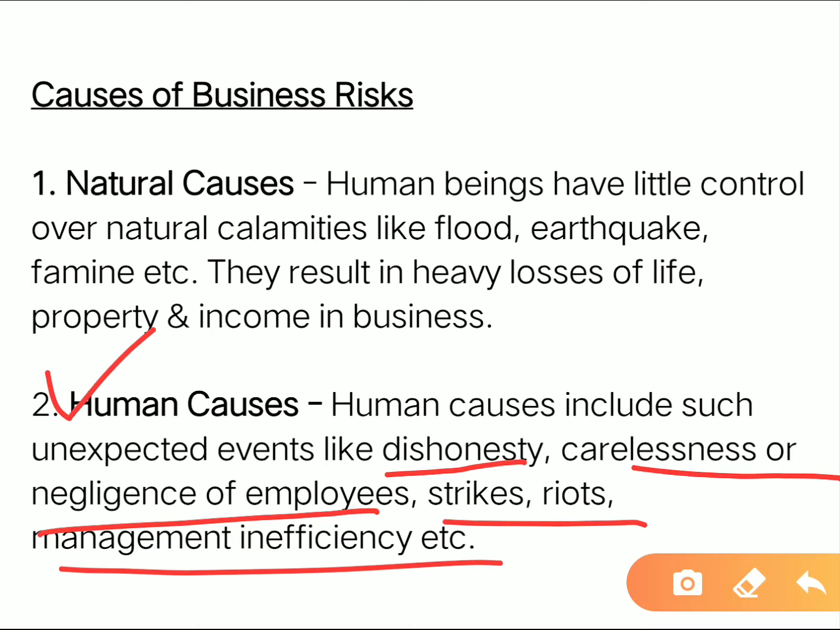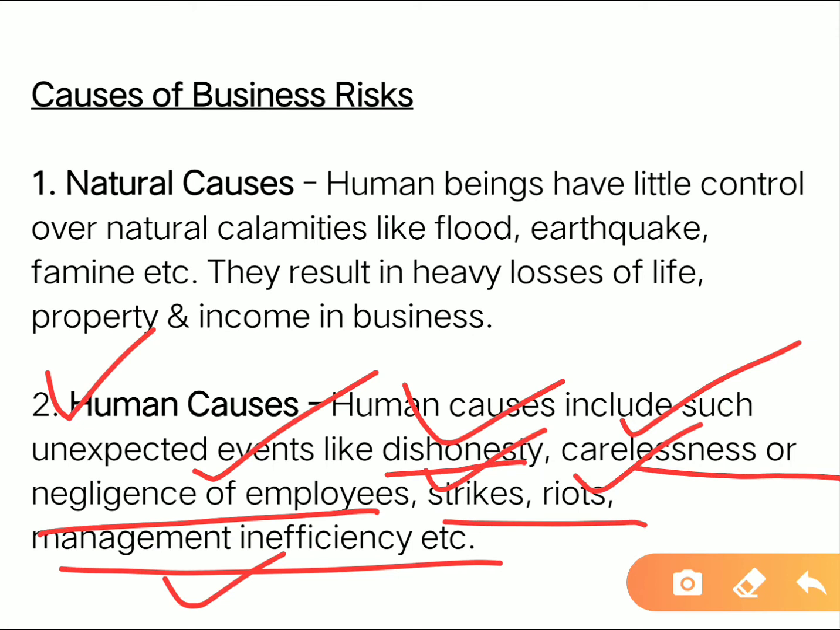Because of all these things, dishonesty of the employee, their carelessness, their negligence, and when strikes and riots happen, and when they are not able to manage the organization properly, all these things can bring heavy loss for the business. For example, employees may leak a business secret to a competitor, so there can be a chance of risk for the business.